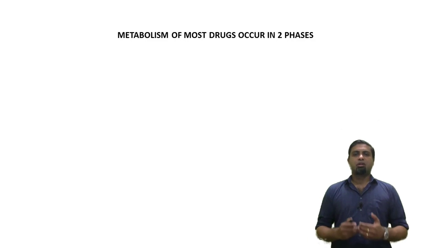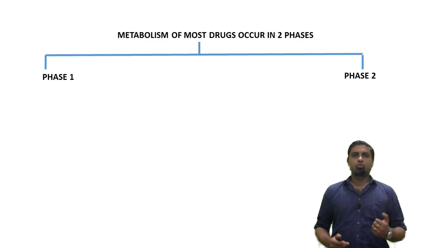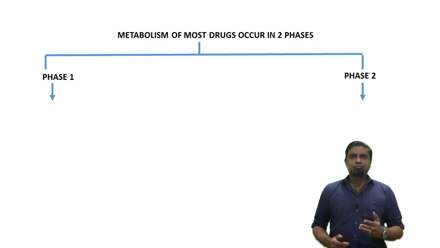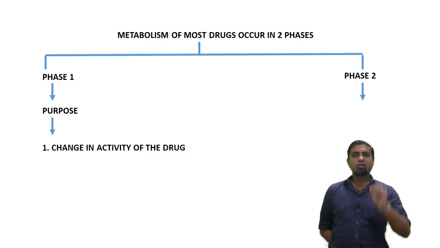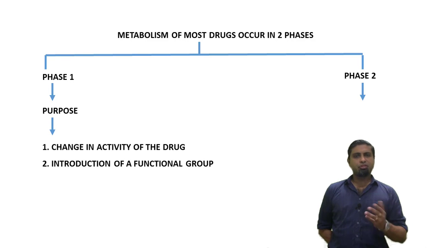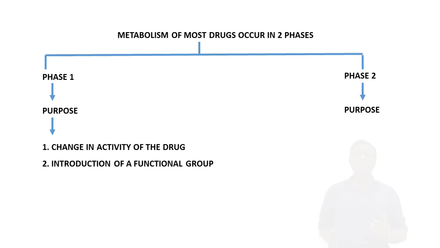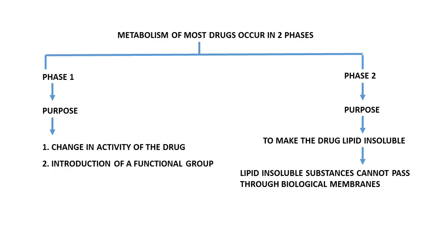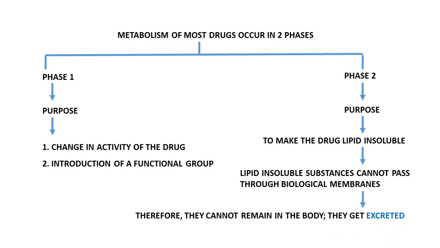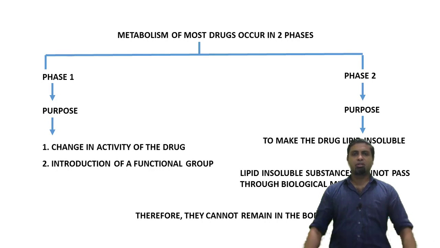Now, the metabolism of drugs occurs mostly in two phases, phase 1 and phase 2. In phase 1, the activity of the drug is changed and a functional group is usually added. This prepares the drug for phase 2. In phase 2, what essentially happens is that the drug is made lipid insoluble. And when the drug becomes lipid insoluble, it fails to pass through biological membranes. This means that at some point, this drug is going to find its way out of the body and get excreted. So, in other words, phase 2 reactions prepare the drug to get excreted. That's the next pharmacokinetic process. Of course, there are plenty of exceptions, but this is the general framework of how it happens.